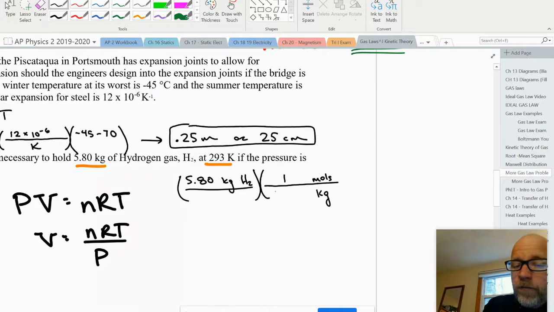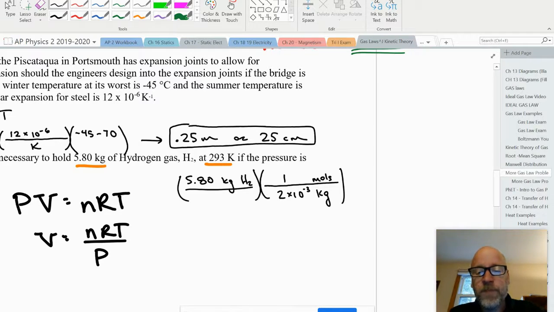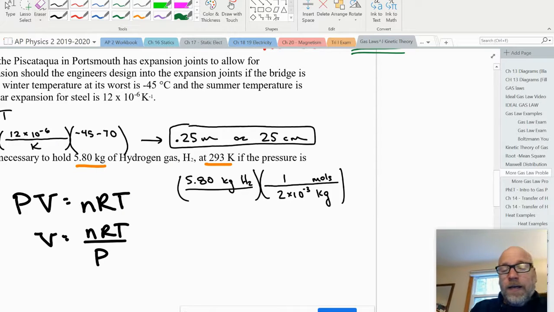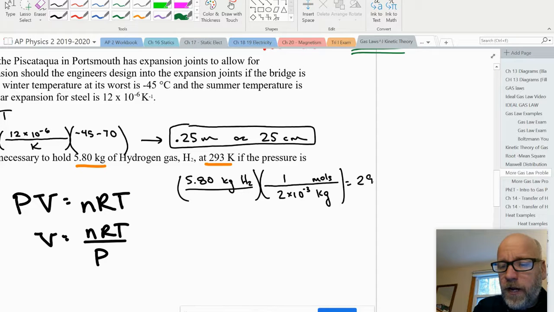So I'm going to take this and write it as 2 times 10 to the minus 3, because that cancels out the kilogram. That's the same as 0.002, right? I know you know this. Let's do it up. I got 2,900 moles. Wow, that's a lot.